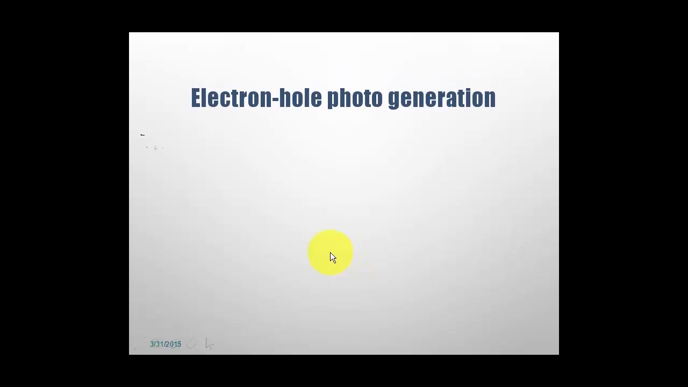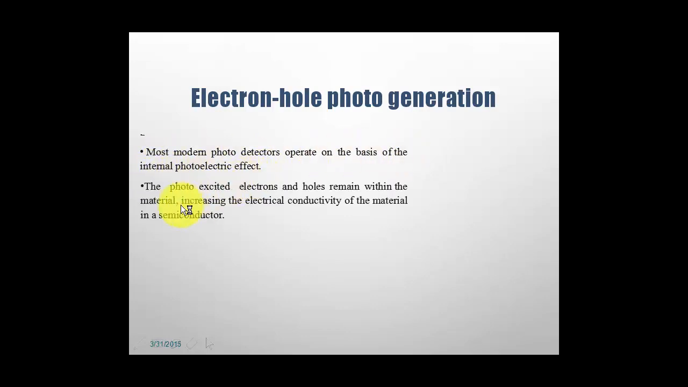Electron-hole photo generation. Most modern photodetectors operate on the basis of the internal photoelectric effect. The photo-excited electrons and holes remain within the material, increasing the electrical conductivity of the material in a semiconductor.